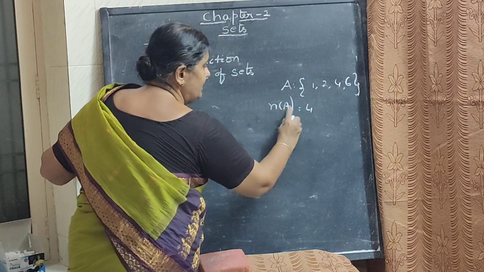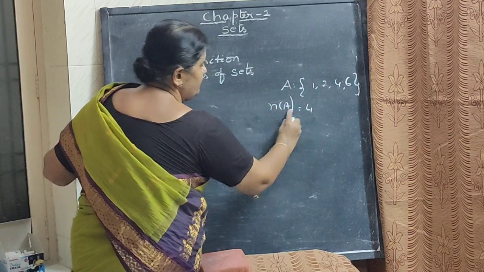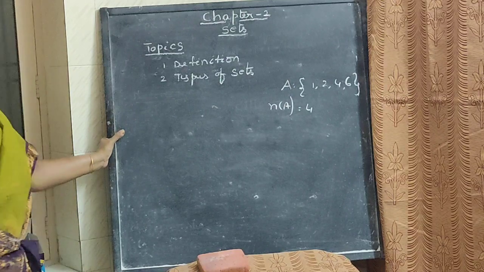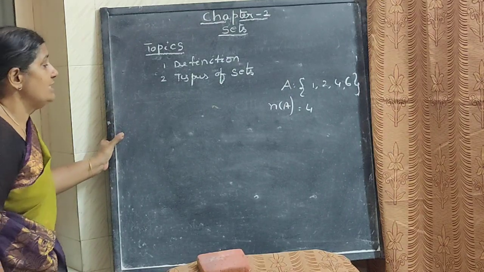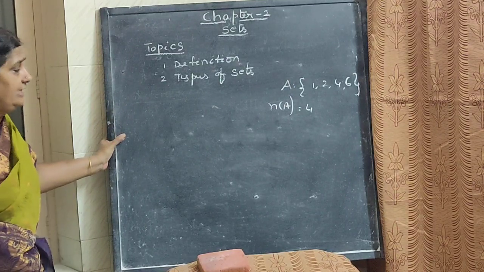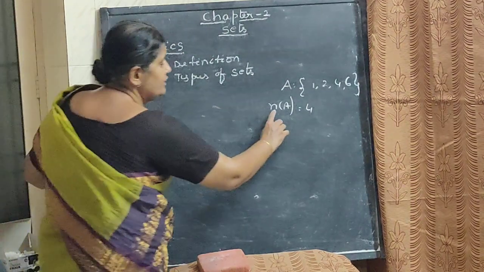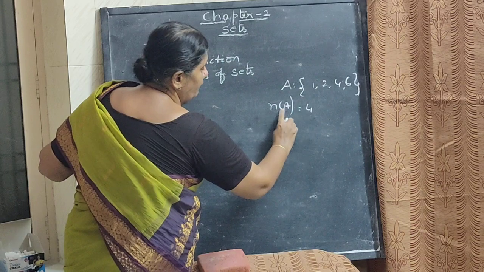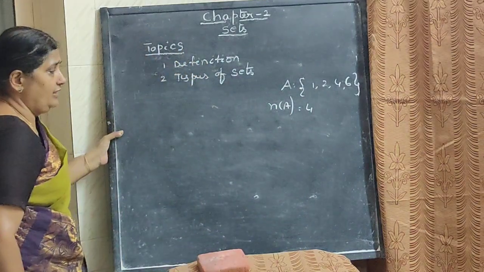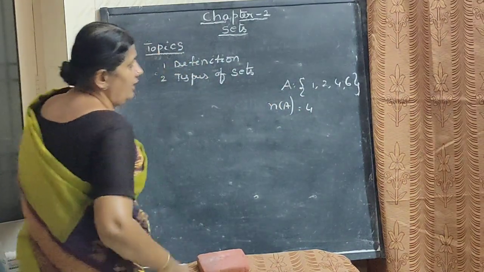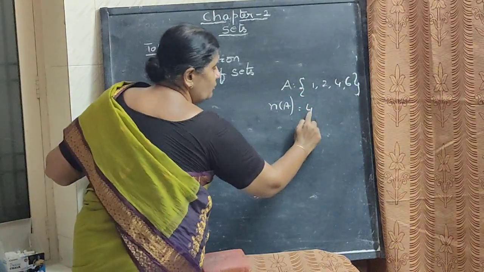A means the elements in a set A. How many are there? 4. The number of elements in a set is called the cardinal number of a set, C-A-R-D-I-N-A-L, and it is denoted by the symbol n of A. Whenever they ask n of A, you must count and write how many elements are there.